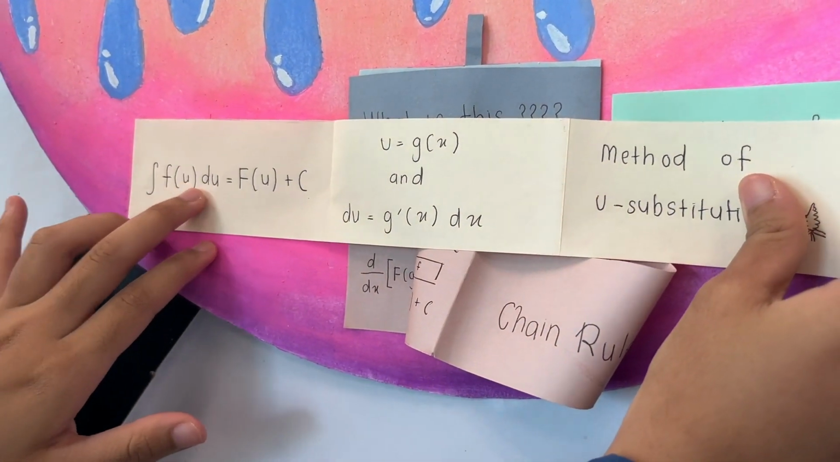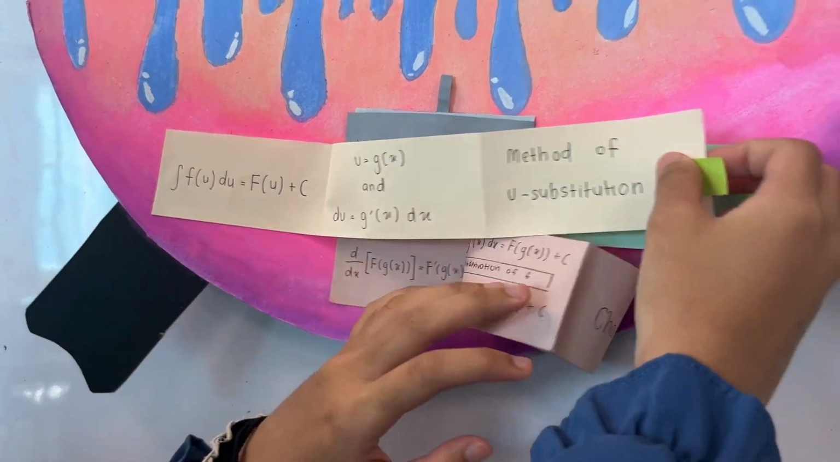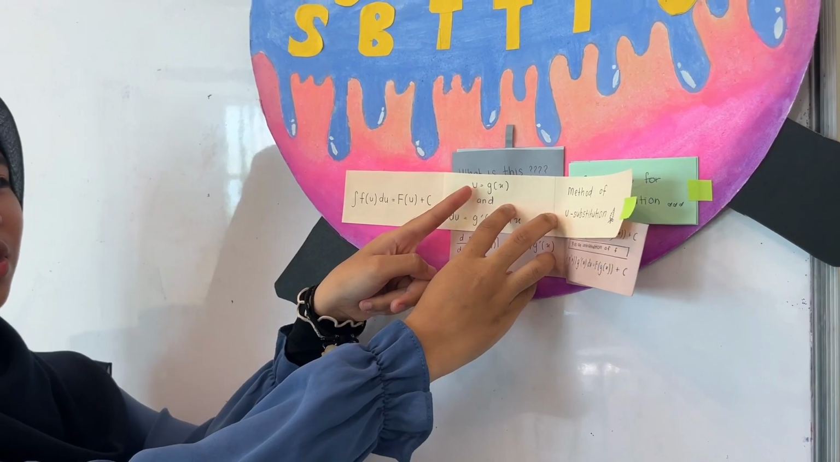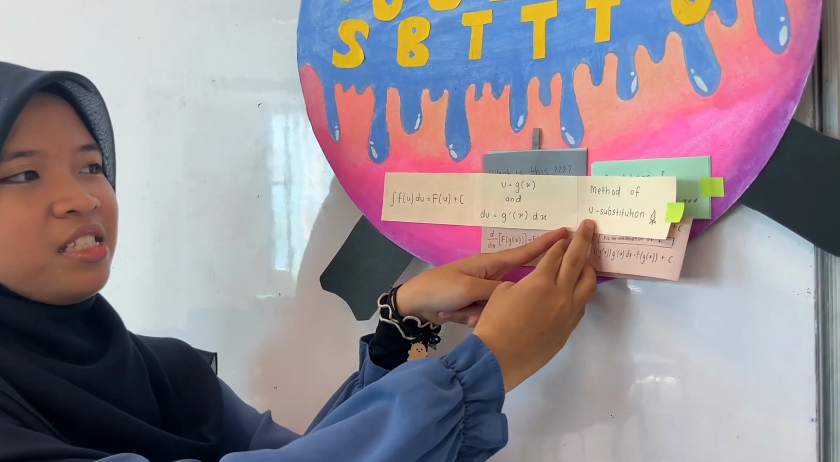Integration f(u) du equals F(u) plus c. As we know, we will let u equal g(x) and du equal g'(x) dx.